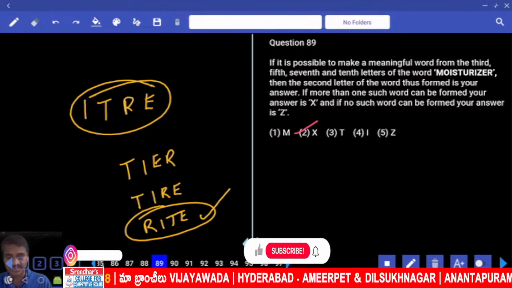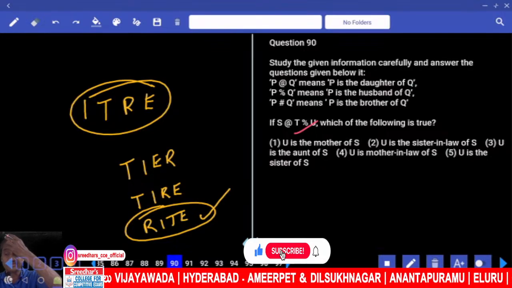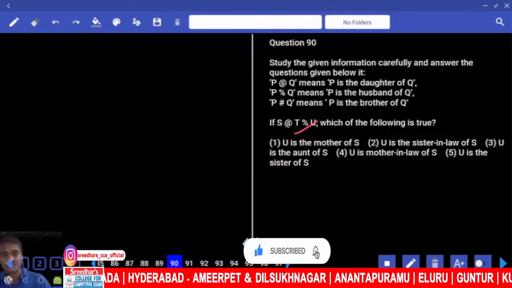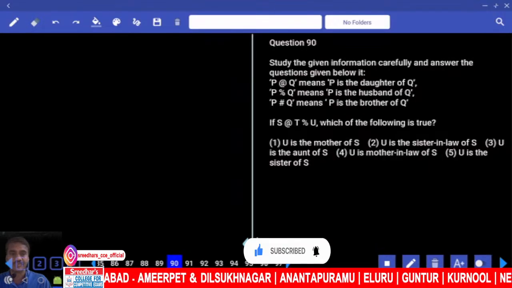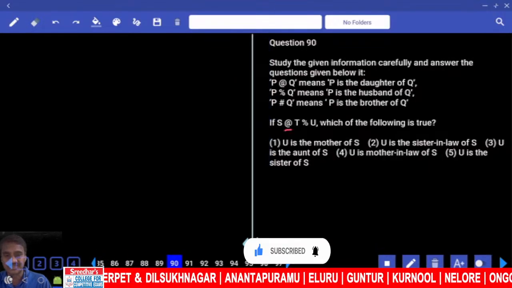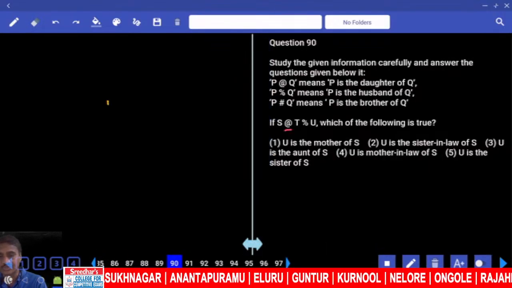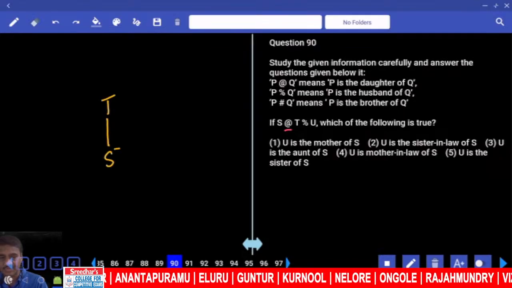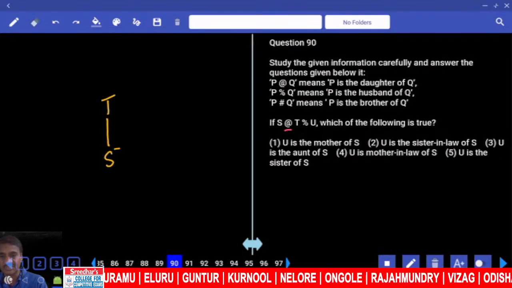Now this is about 89. Now 90 onwards, first or the second? First priority. P at the rate of Q, P is the daughter. Now S at the rate of T. S is the daughter of whom? S is the daughter of T. T percentage. Now T is the husband of Q.